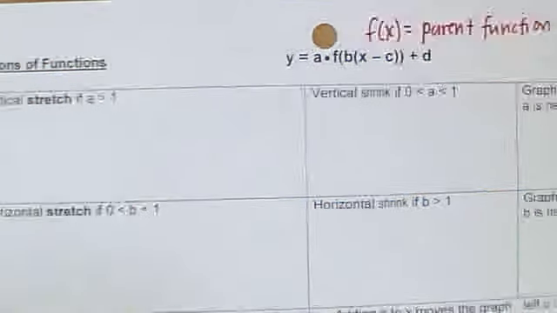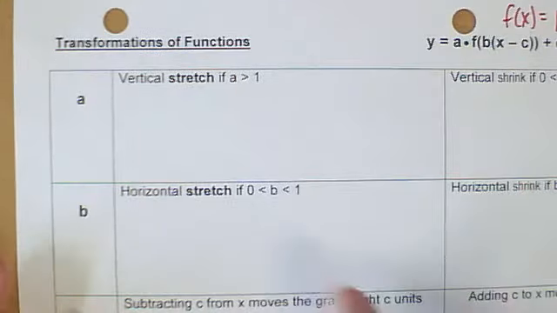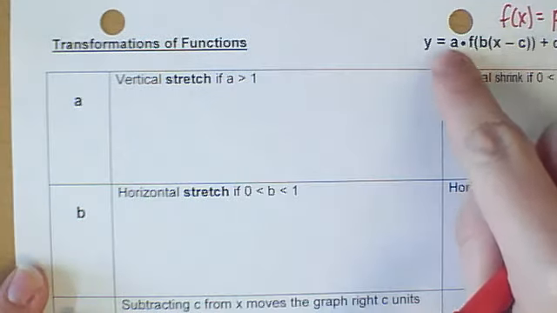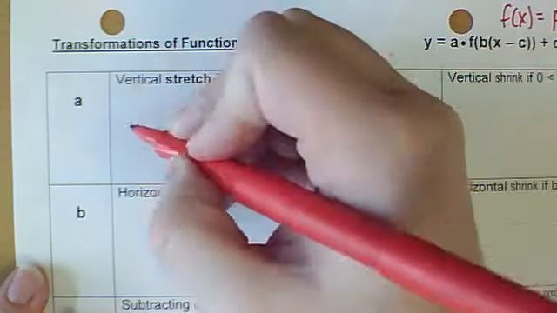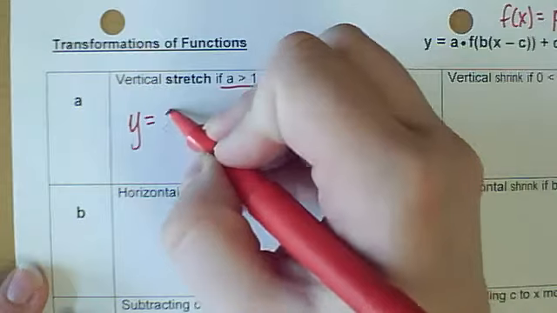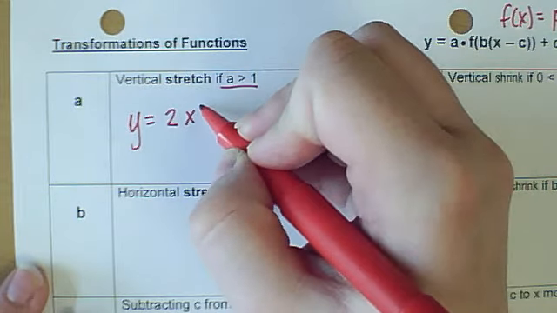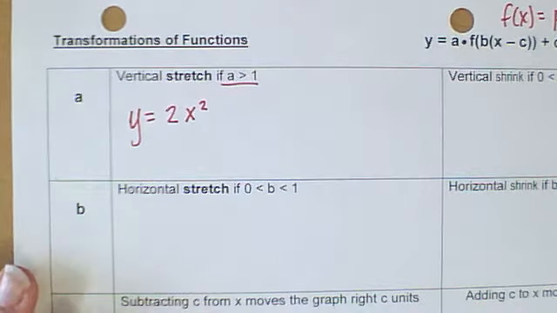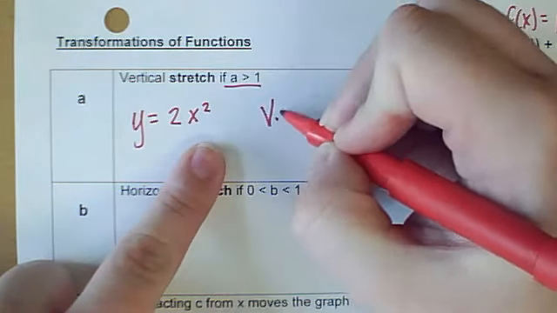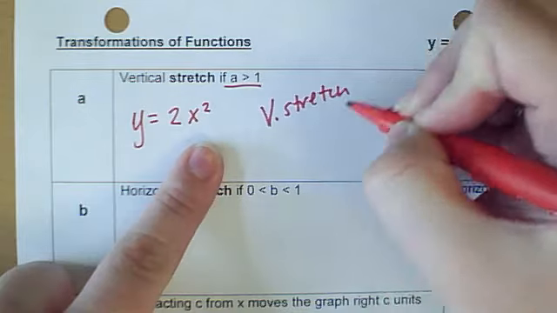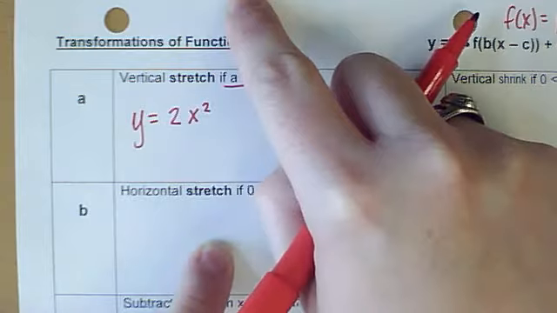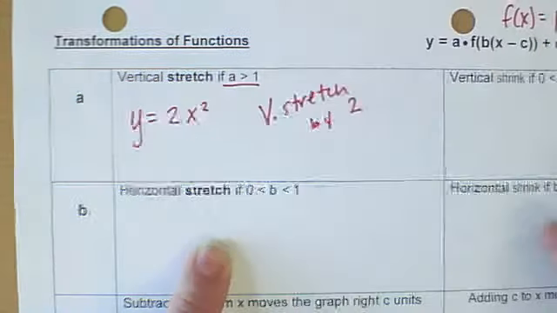So the very first one is we're dealing with a, and it's going to be a vertical stretch if your a is greater than 1. So if you look, your a is being multiplied on the outside. So I'm going to take y equals, I'm going to pick a number greater than 1, so 2, and I'm just going to pick the parent function x squared. So that 2 is on the outside. It's greater than 1, so this is going to be a vertical stretch by 2. So it's going to take that parabola and stretch it and make it narrower.